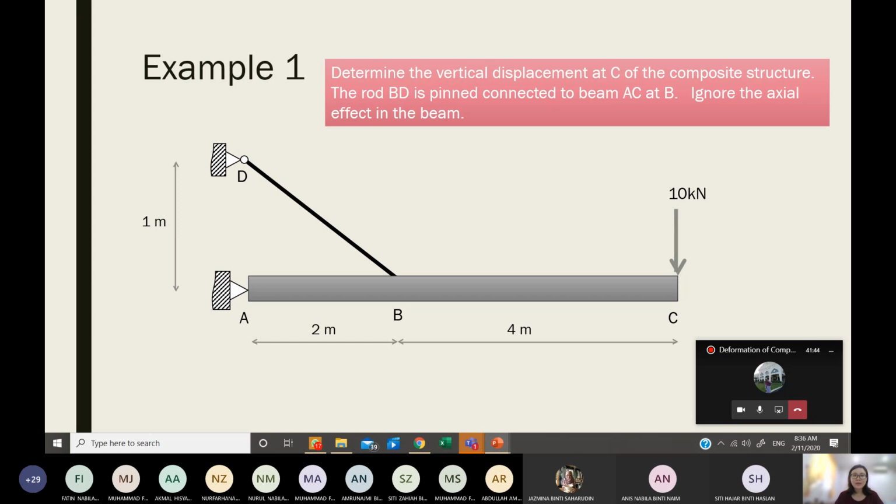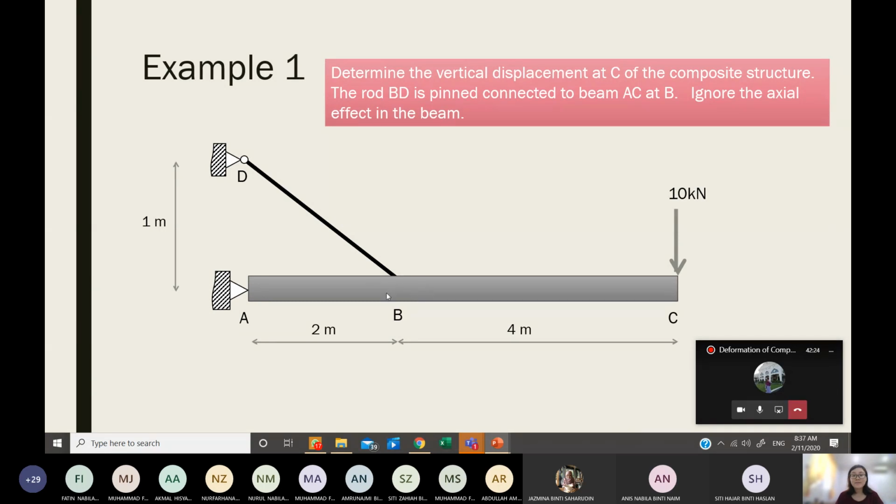And I'm going to explain one of the examples here. This is a determinate system. You need to determine the vertical displacement at C of the composite structure. The rod BD is being connected to beam AC at B. So in your notes, you can name this BD as the rod, and this AC is actually the beam. This rod connects to the beam with a hinge pin.